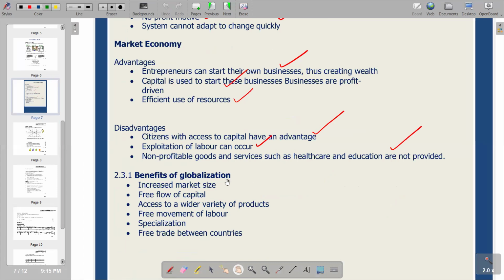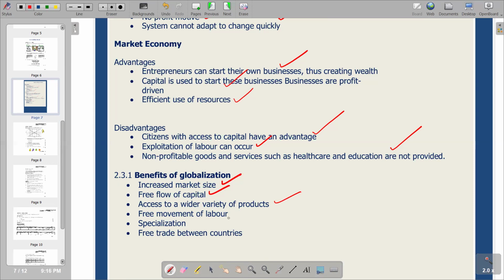So our second point is free flow of capital, which is a movement of resources. Capital is a resource. So movement of resources between countries can also benefit other countries that do not have those resources in their country. Then we've got the next one, access to a wider variety of products. Consumers are also going to benefit since their choice base is being widened, as they are going to choose products that are also being produced outside the country. So access to a wider variety of products is a benefit from the point of view of consumers.